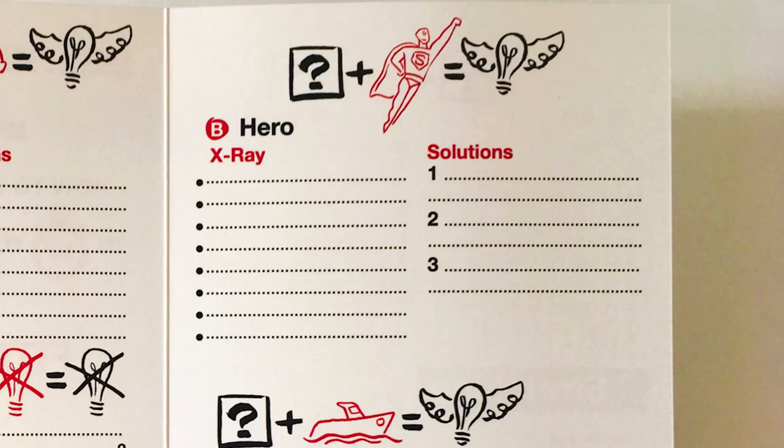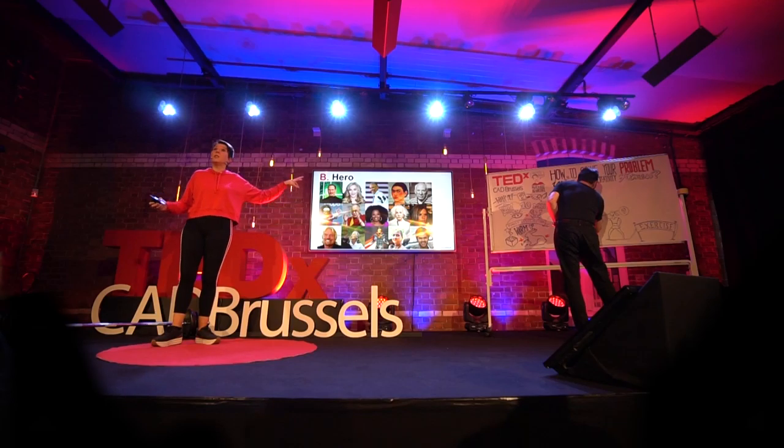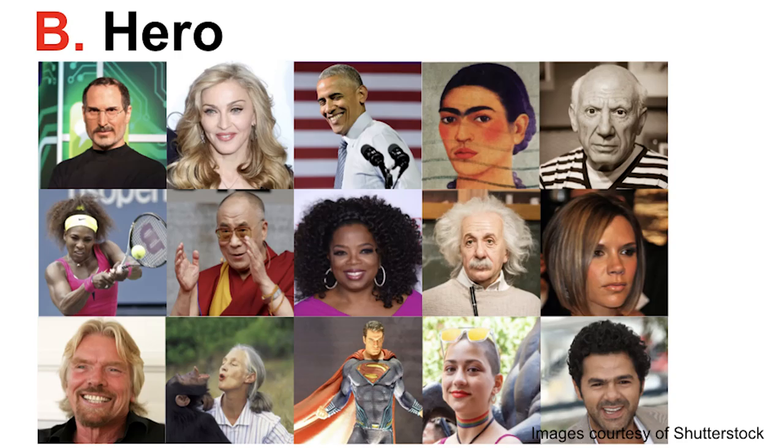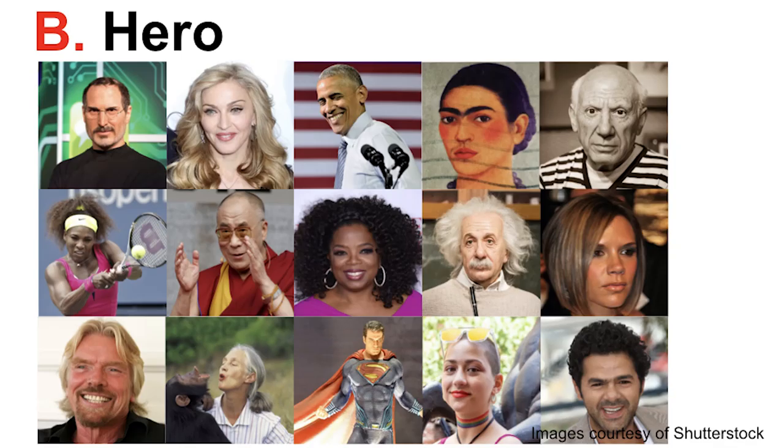Again, it's in your fitness book. You're going to see hero. It's the exercise B. And under hero, you've got an x-ray list, and you have the 3 solutions next to it. So I'm going to ask you to write the keywords for that person that you have chosen, the hero. So some characteristics. It might be perseverance, might be risk-taking, it might be happiness or fun. Whatever you think this person represents. So you're going to write it down in your fitness book.